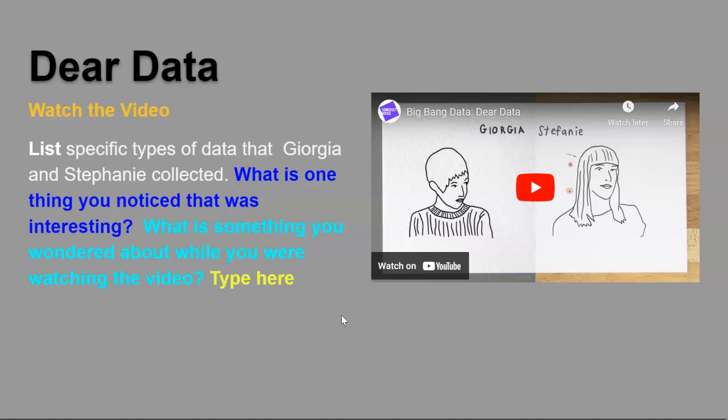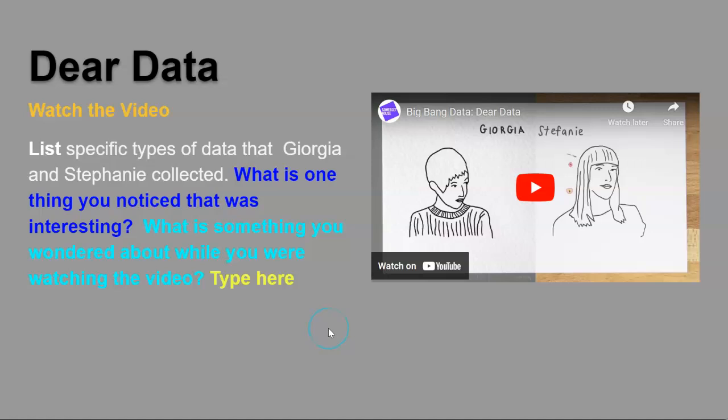We're used to spreadsheets and graphs and tables and very structured things, but these are very artistic representations. So the two things they'll type on this slide after watching the video: something that they noticed and thought was interesting, and one thing they wondered while watching the video.